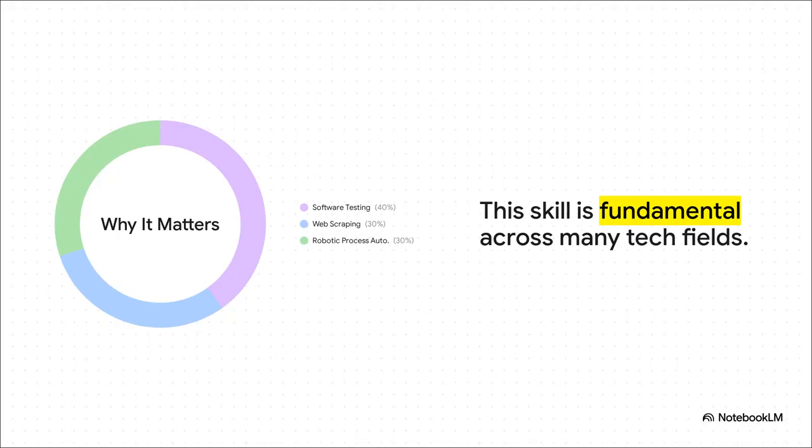Well, it's because this isn't just some obscure skill for one type of job. It's critical for so many things. We're talking about software testing, making sure apps don't break. We're talking about web scraping, which is how people gather massive amounts of data from the internet. And it's huge in robotic process automation, or RPA, where software bots are literally doing boring, repetitive computer tasks for big companies. This stuff is everywhere.